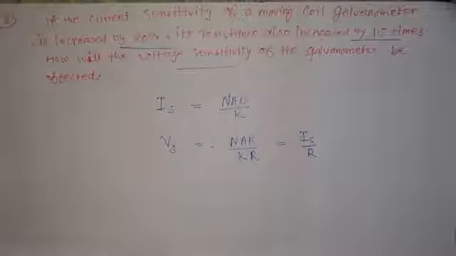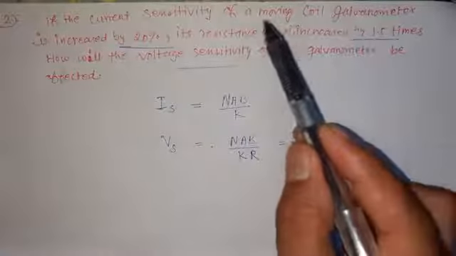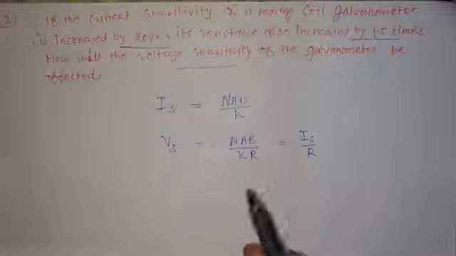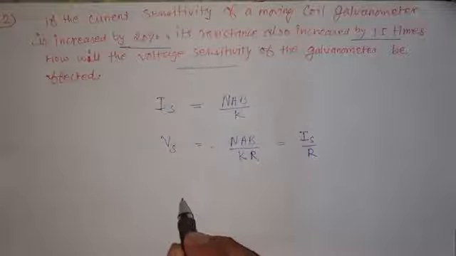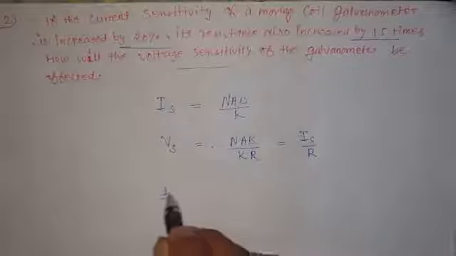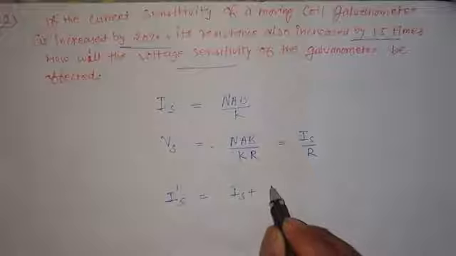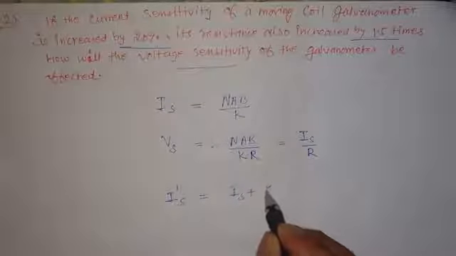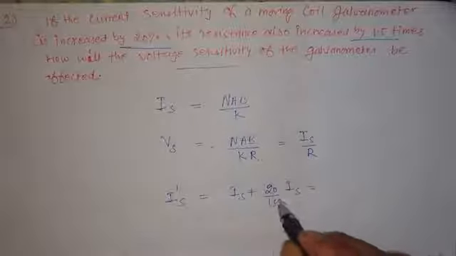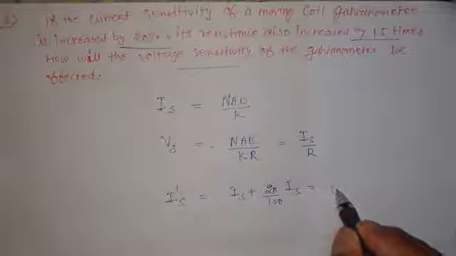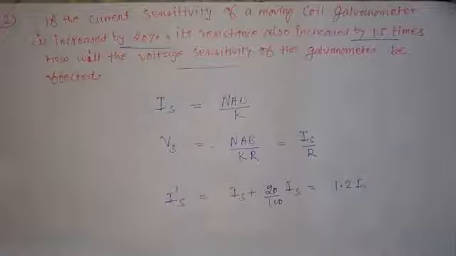Now here it is said that there is an increase in the current sensitivity. So this is the new current sensitivity: Is plus 20% of this. 20% of this will come out to be 20 by 100 of Is, which is 1.2 Is. This is the new current sensitivity.